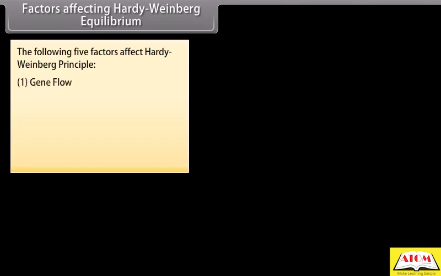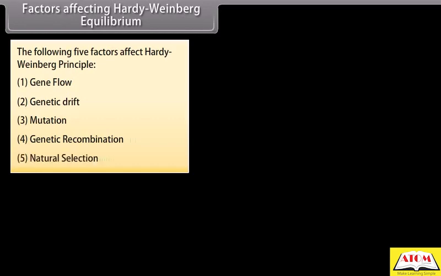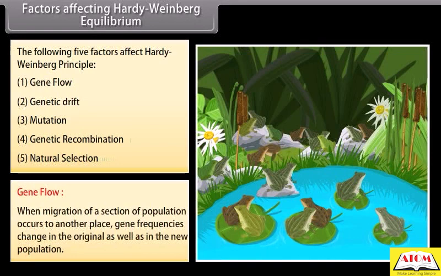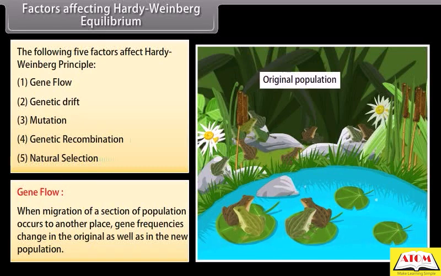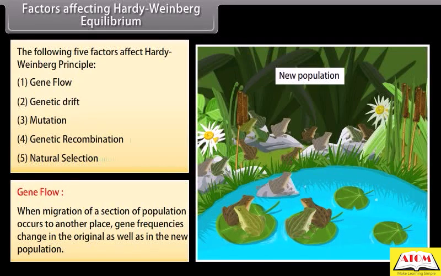Factors affecting Hardy-Weinberg equilibrium. The following five factors affect the Hardy-Weinberg principle. Number 1. Gene flow. Number 2. Genetic drift. Number 3. Mutation. Number 4. Genetic recombination. Number 5. Natural selection. Gene flow: when migration of a section of population occurs to another place, gene frequencies change in the original as well as in the new population.